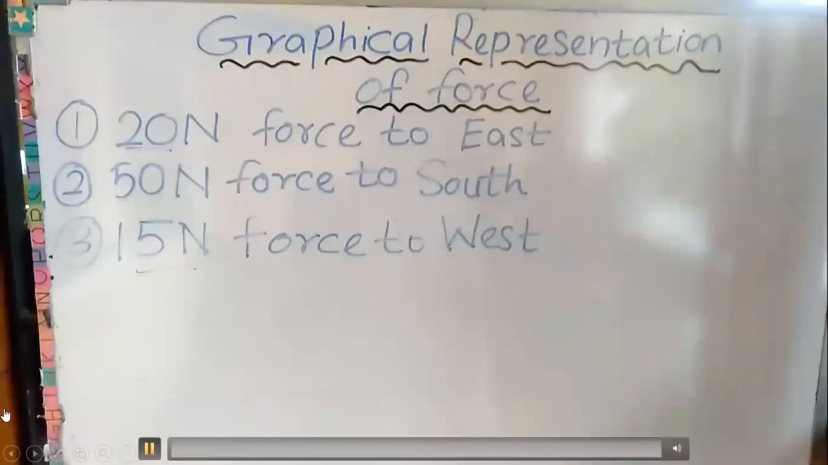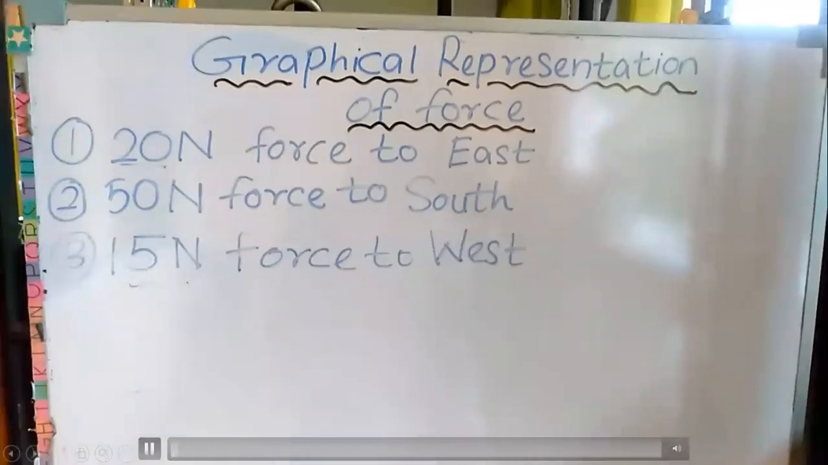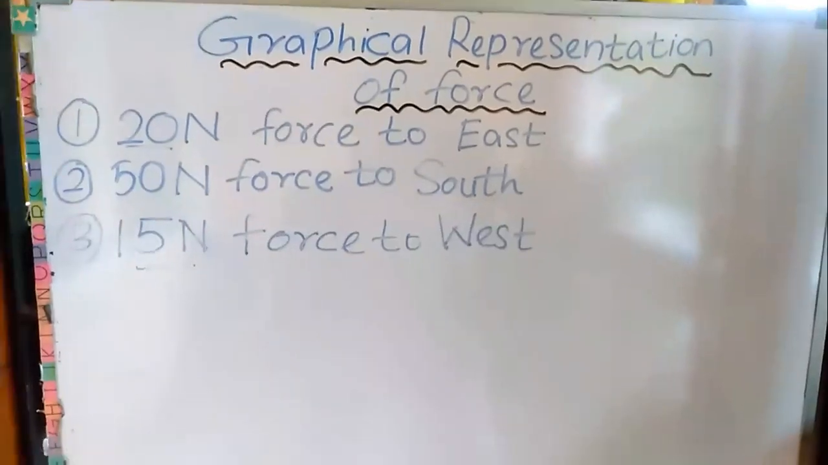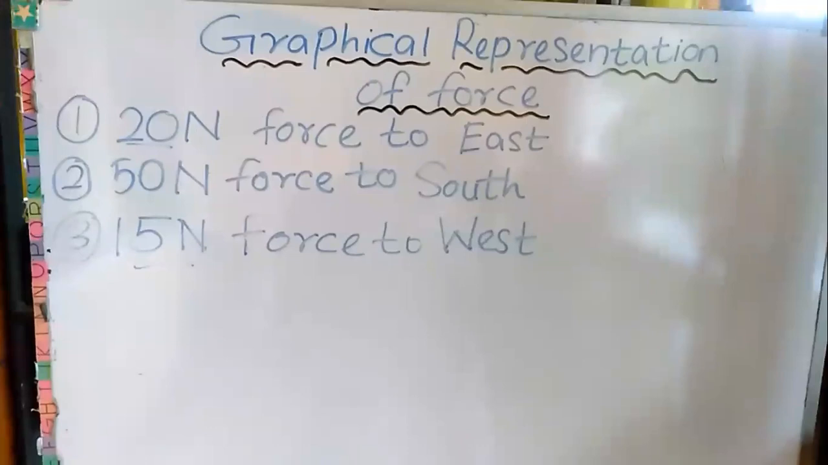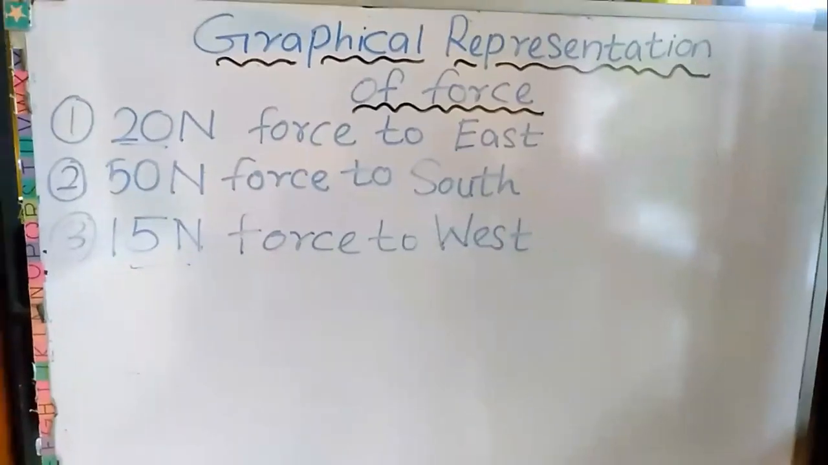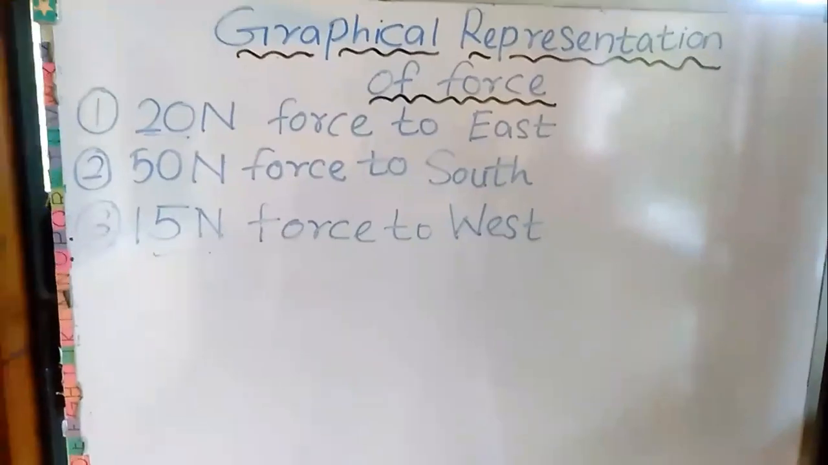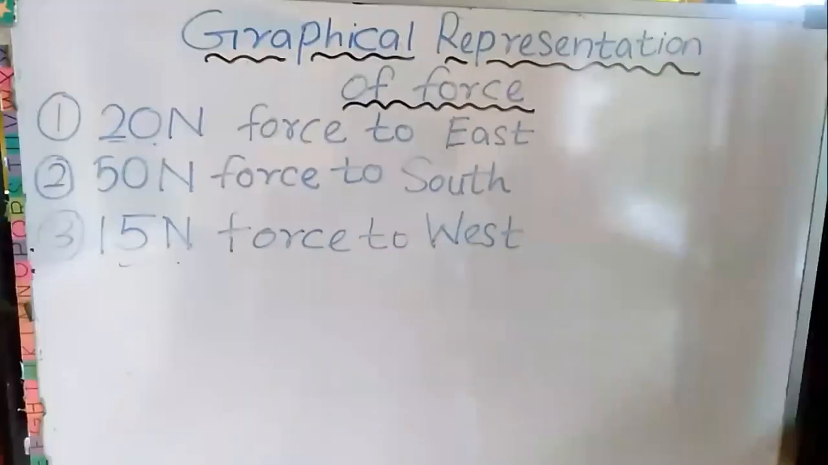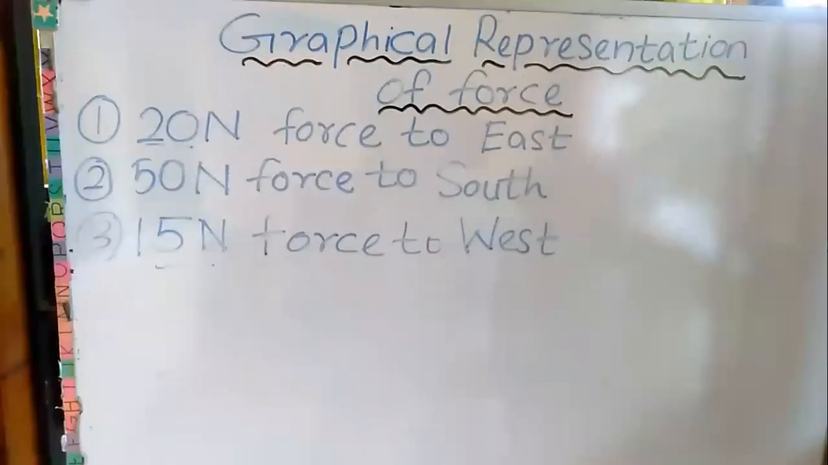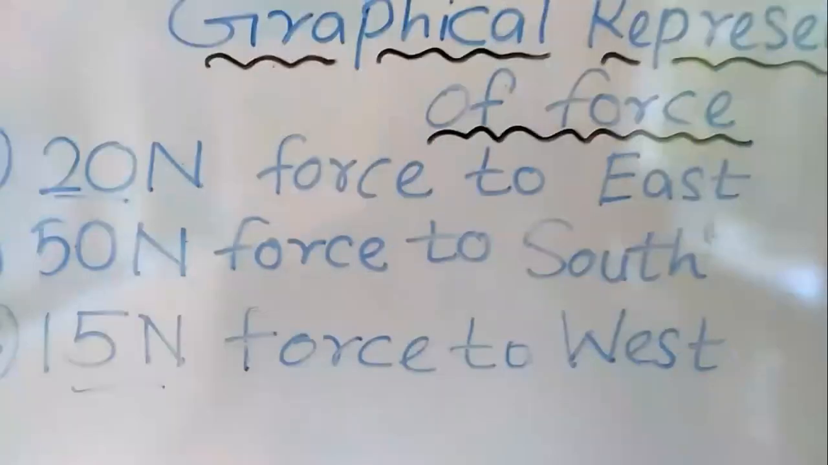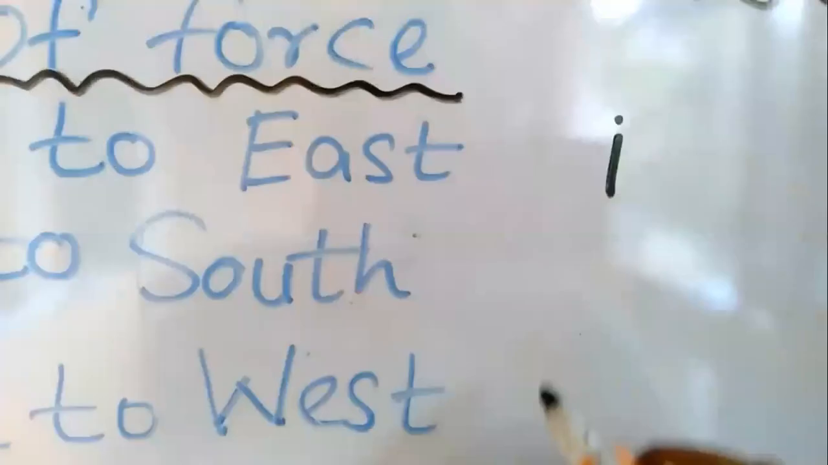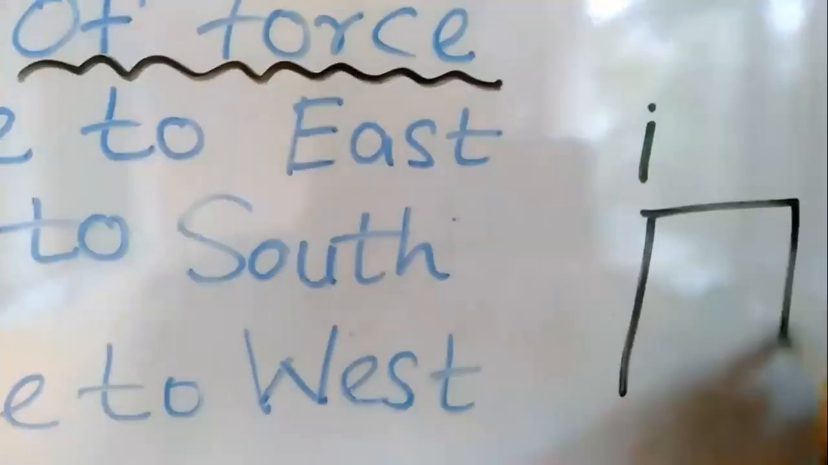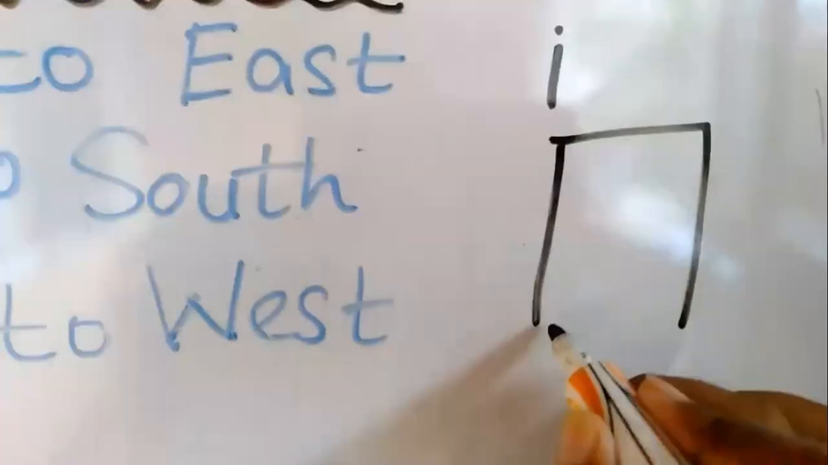Graphical representation of force are the subtopics you watch how to draw. So here there are 3 examples because it may not clear in the slide how to draw. So I'll explain this whiteboard. First one, 20 Newton force to east. First one, here is the object, and here 20 Newton.